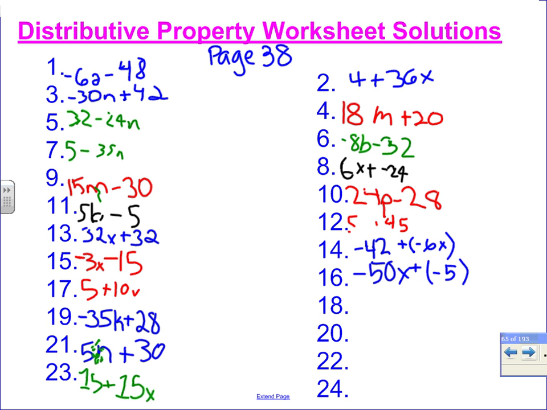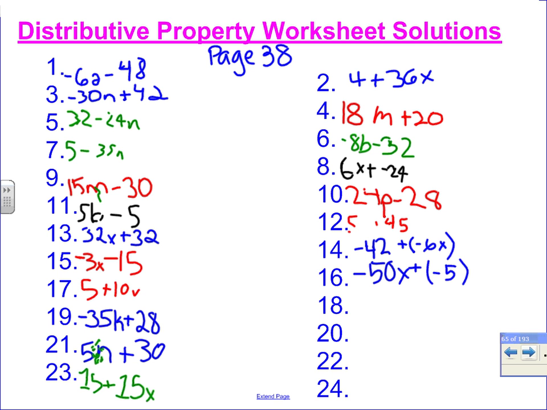Okay, so number 1, negative 6a minus 48. Number 2, 4 plus 36x. Number 3, negative 30n plus 42. Number 4, 18m plus 20. Number 5, 32. That needs fixed. What needs fixed in number 5? Mary?